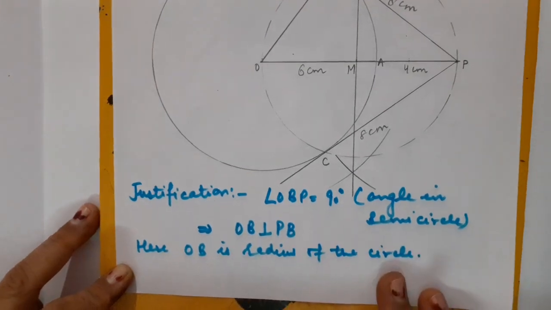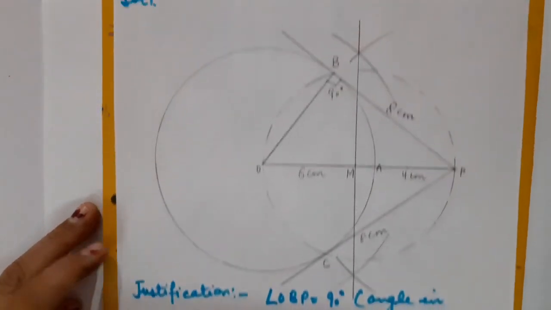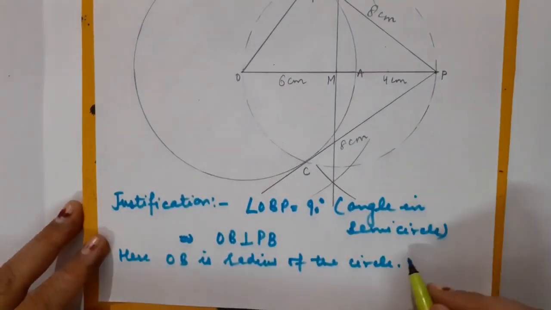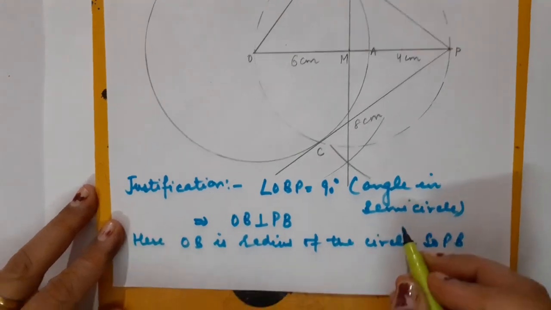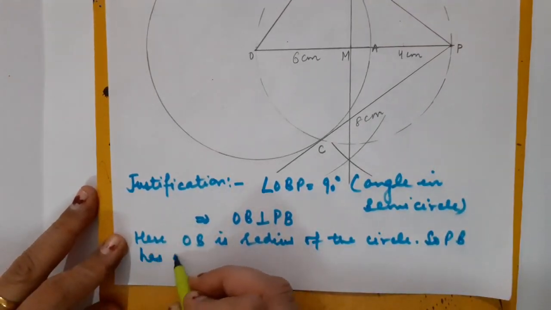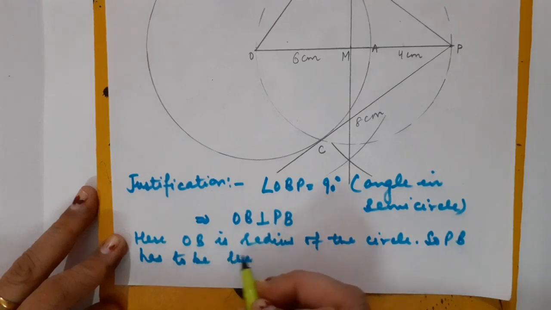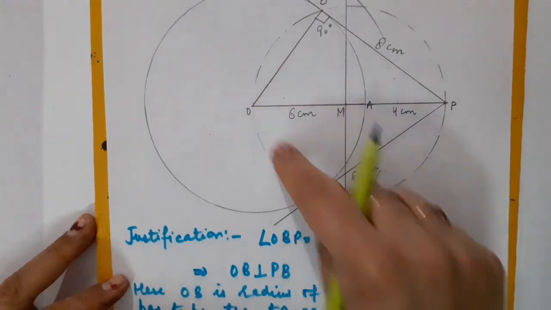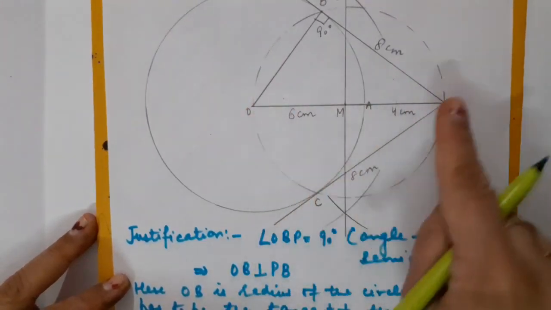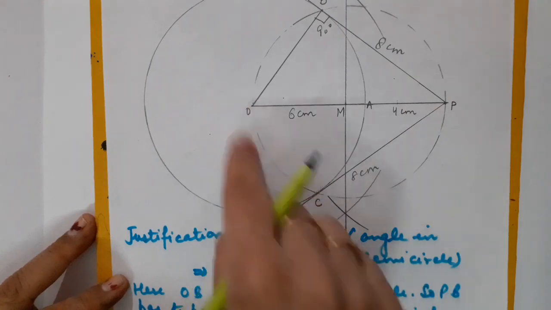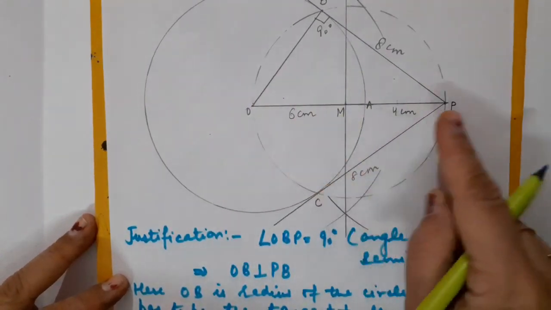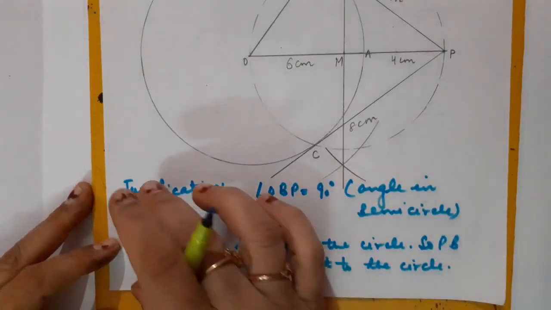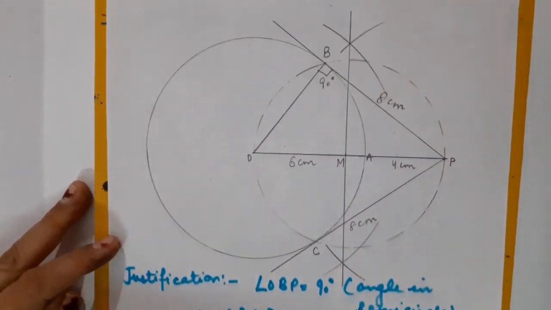If OB is the radius of the circle, so this is damn sure that PB has to be the tangent to the circle. Correct? So PB has to be the tangent to the circle. Children, in the same manner, while joining O to C, again OCP will be of 90 degree because angle in a semicircle, as OC is radius, so PC has to be the tangent. Okay, so this is the justification part of this diagram.